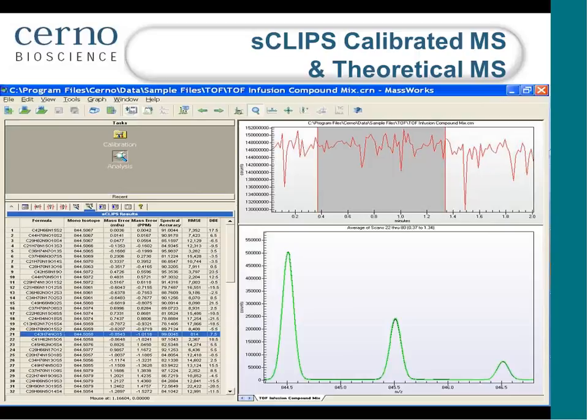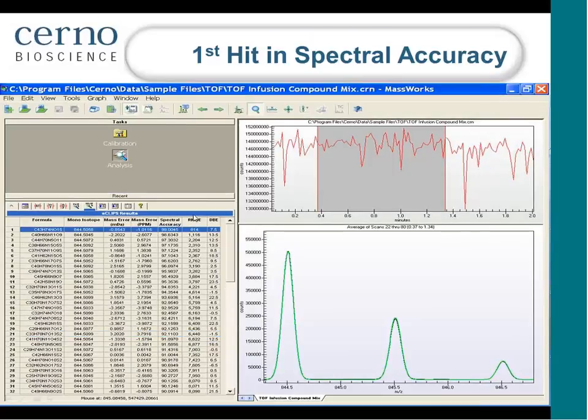So after the peak shape calibration, here's what the spectral match would look like. We have the green trace, which is a theoretical mass spec, matched to the calibrated trace, the blue trace, and you can see that it's almost perfect. The spectral accuracy is 99%, and in the software, you can click the spectral accuracy here on the header. It will sort the 90 possible elemental compositions based on spectral accuracy instead of mass accuracy. And this number 21 hit from the mass accuracy ranking would now be the first hit in terms of spectral accuracy.